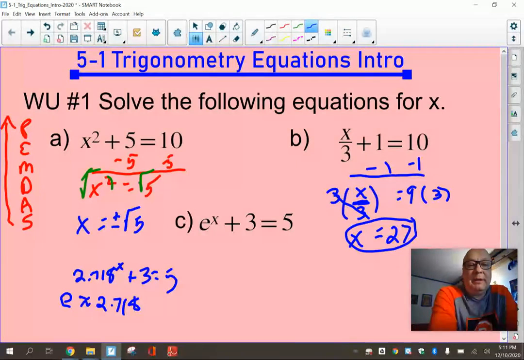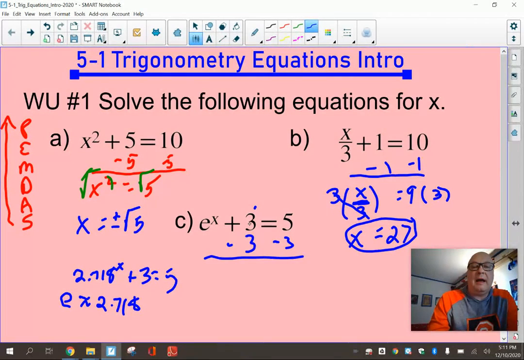So it's got to be 2.718. Well, if you do 2.718 plus 3, that's going to be like 5.7. That equals about 5.7. So I bet that exponent's going to be under 1. So let's just see how we do this problem. Same thing like you did before. You subtract 3. And now the question is, do you remember how to get rid of that base of e?